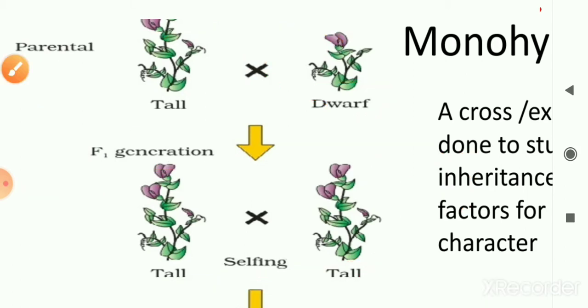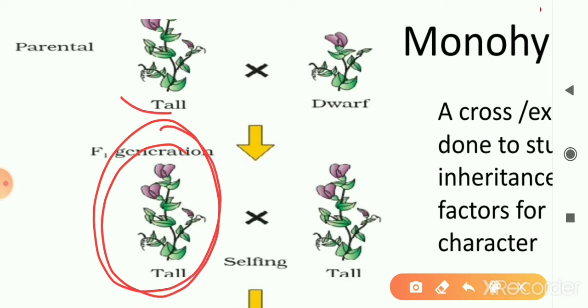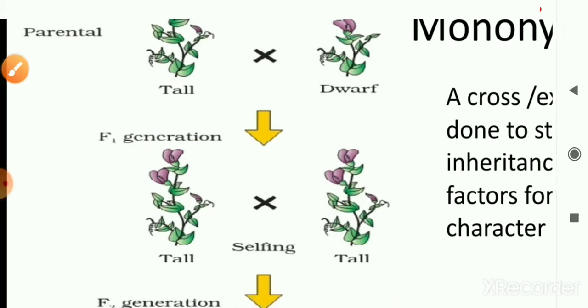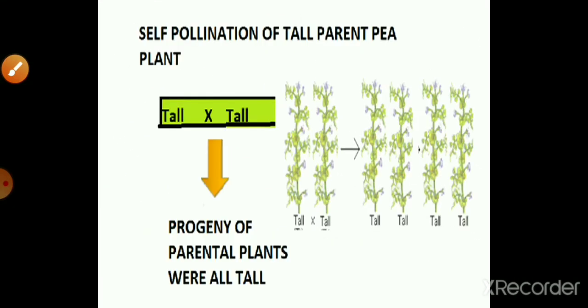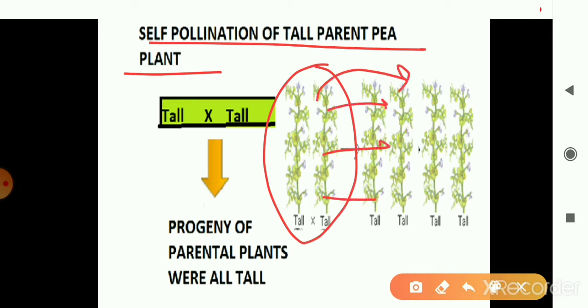The other thing that he had in his mind was whether these tall plants are the same as the parental plant. So for this he further extended his experiment, and what he did was he self-pollinated the tall parent plant, that is, he left the tall parental type for self-breeding. Since he had taken a pure line, all the progeny produced as a result of self-pollination were tall. So this is what he did.